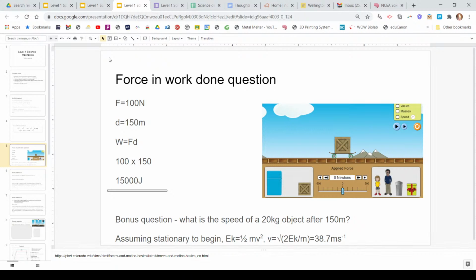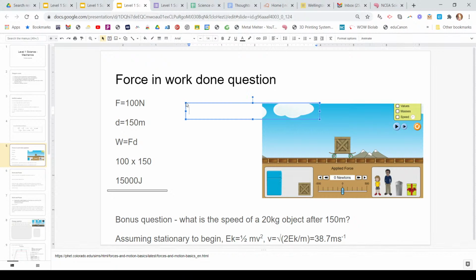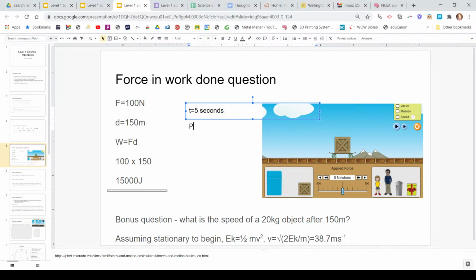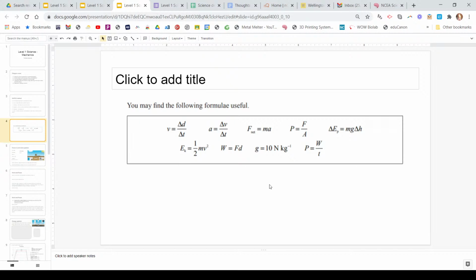Now, because power came out really strongly in that form, what we might then do is say that the time was 5 seconds. Then the question might be, what is the power in this situation? So I put power as my question mark. Because we've already got the work done, or the energy, and we've got time, and we're being asked to find power, we flick back to our equations. There we go: power, work done, and time. And so we would use this equation.